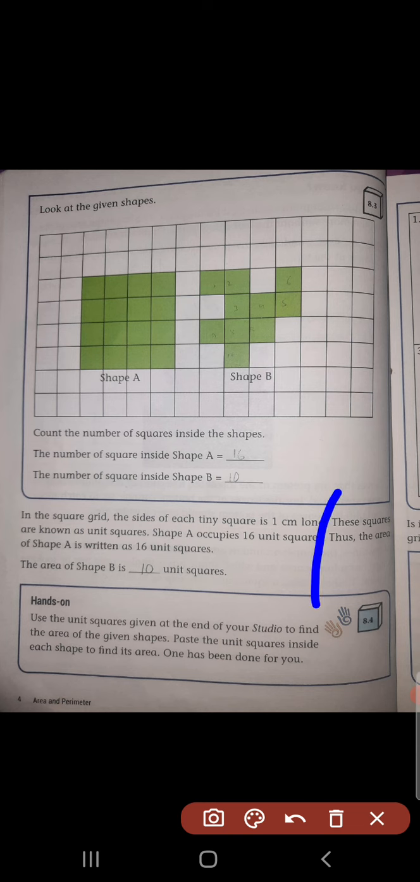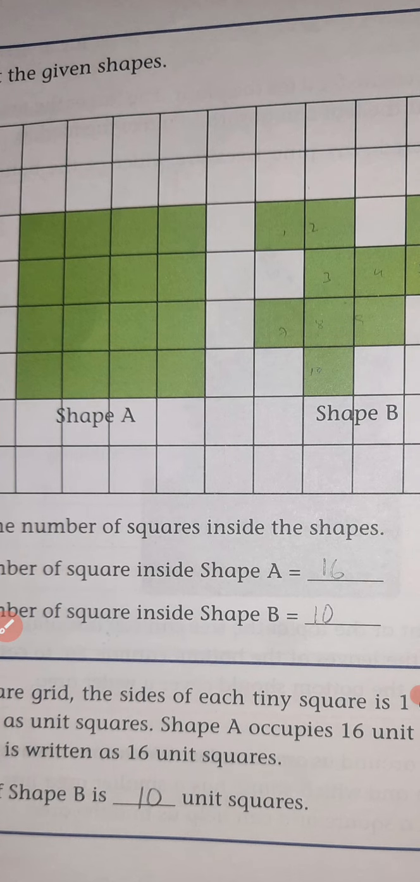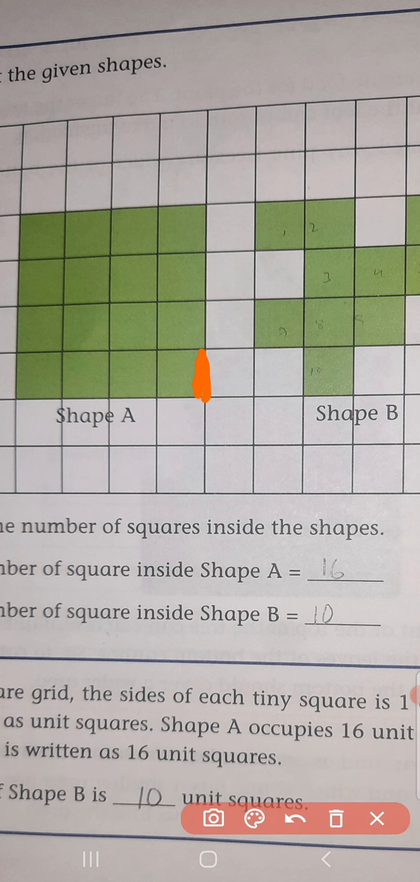Now see, in a square grid, the side of each tiny square is 1 centimeter long. So the length of this square is 1 centimeter.